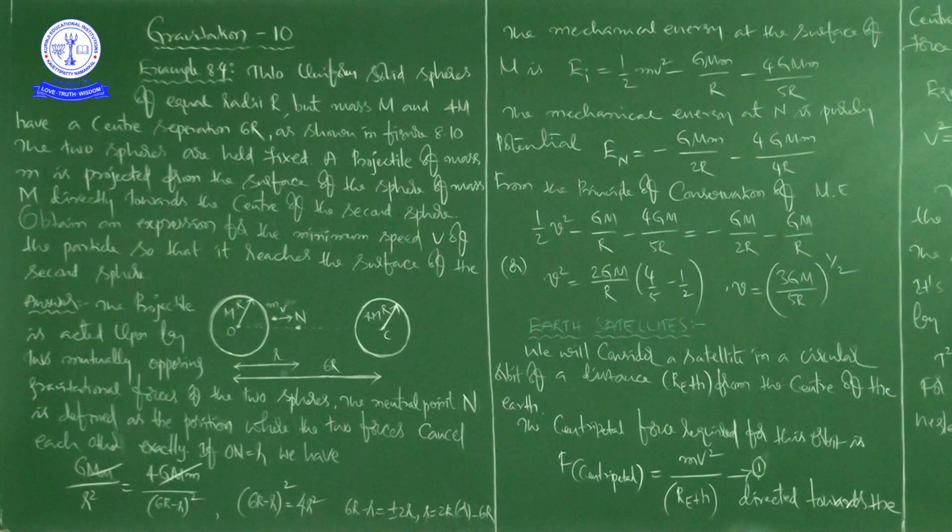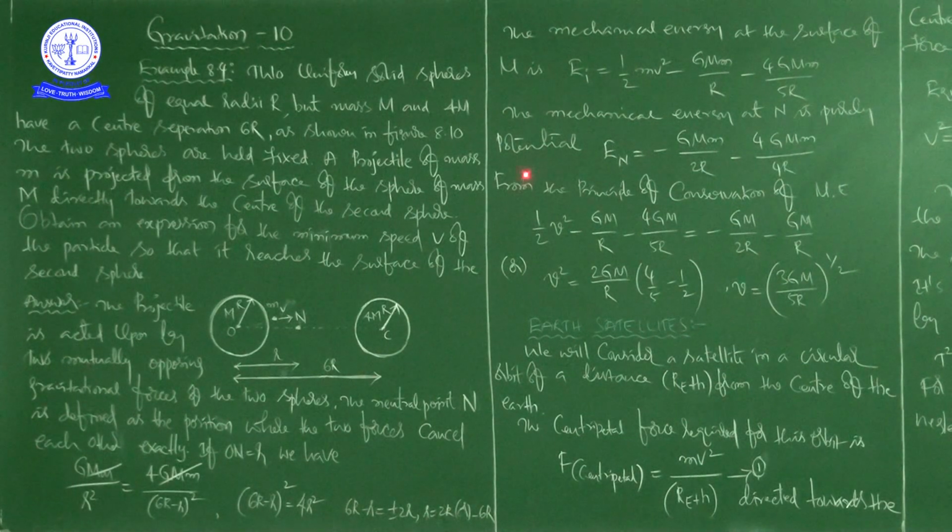Now, at the neutral point capital N, the speed approaches 0. The mechanical energy at N is purely potential. Why is it purely potential at N? Because when the speed becomes 0, there is only energy possessed due to position; due to speed we can't expect any. That's why it is purely potential.